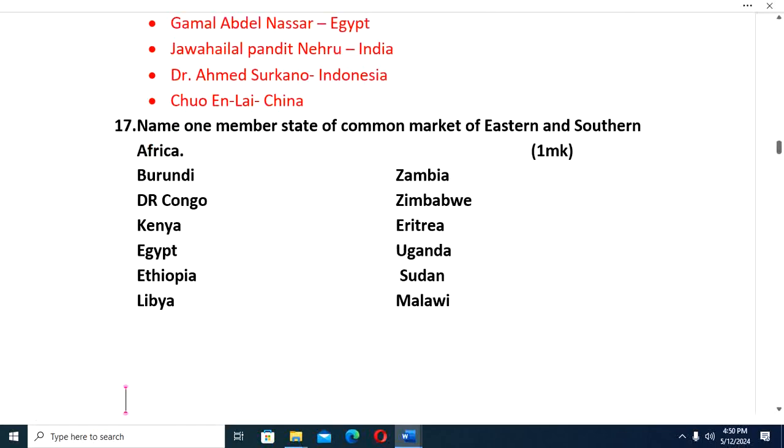Number 17, name 1 member state of the Common Market for Eastern and Southern Africa. Remember, you must remember all the organizations because they are many, and the members, for you to get marks, and also remember the objectives and the achievements. So we have Burundi, DRC Congo, Kenya, Egypt, Ethiopia, Libya, Zambia, Zimbabwe, Eritrea, Uganda, Sudan, Malawi.